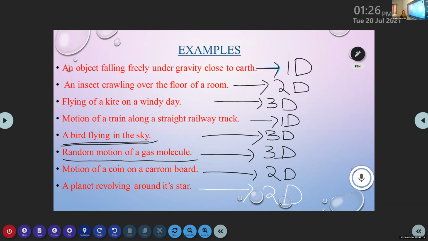That is, if the planets or the things are moving through a fixed path, it comes under the two-dimensional motion. I hope it is clear, right?